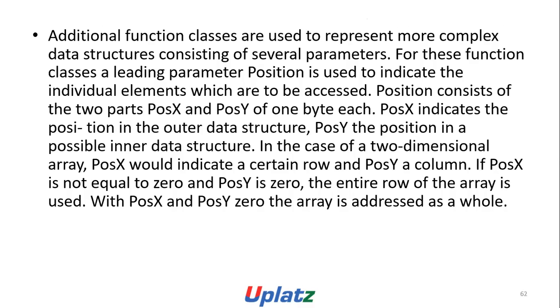Position consists of the two parts, ParSecX and ParSecY, of 1 byte each. Each ParSecX indicates a position in the outer data structure, ParSecY the position in a possible inner data structure. In the case of a two-dimensional array, ParSecX indicates a certain row and ParSecY a column. If ParSecX is not equal to 0 and ParSecY is 0, the entire row of the array is used. With ParSecX and ParSecY 0, the array is addressed as a whole.